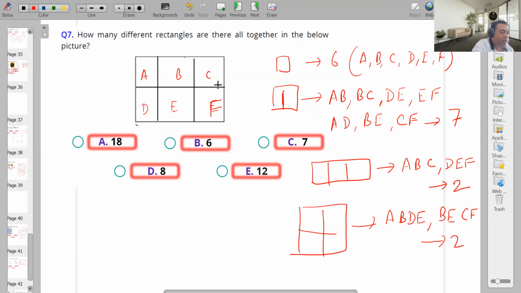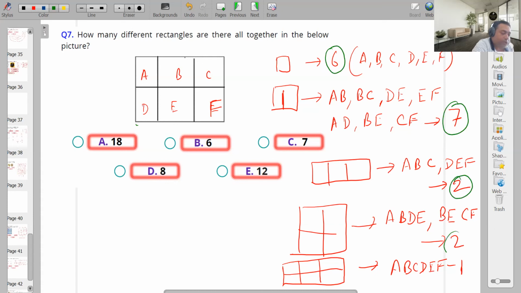Now you cannot make a 5. Okay, the next one is going to be all 6. And that's only 1. That's the entire thing, A, B, C, D, E, F. So that's 1. So if you add all of these numbers, which is 6 plus 7 plus 2 plus 2 plus 1, you'll get 18. Right? But the easier way to do it is, in a grid like this, you write 1, 2, 3, you add it up, you write 1, 2, that's 3. 6 times 3 is 18.